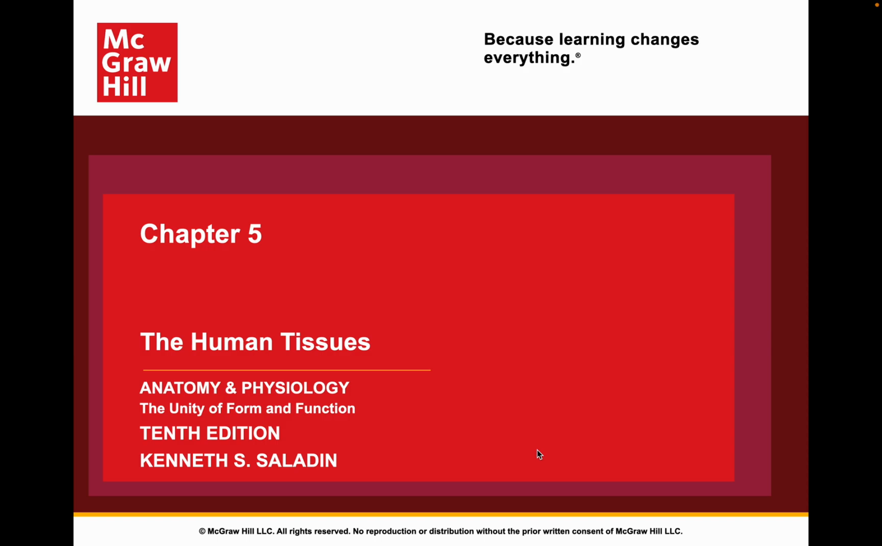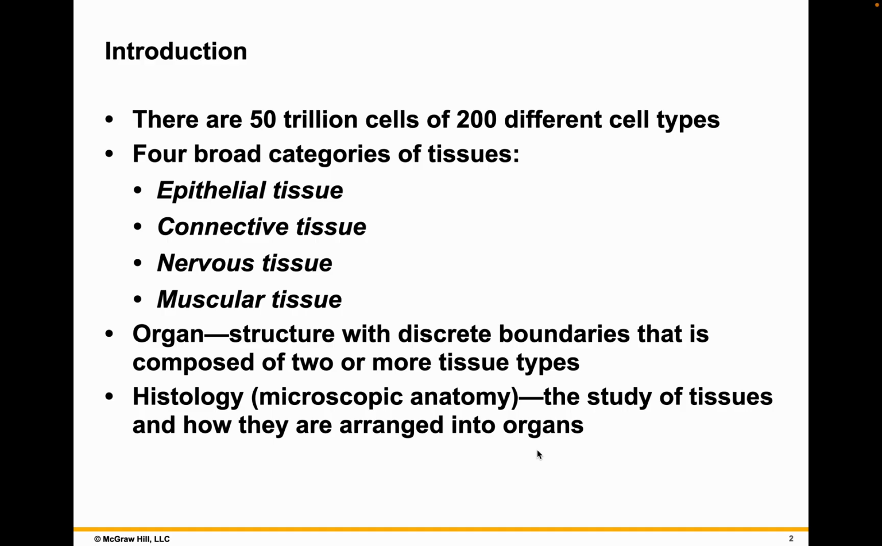All right, so now we're actually going to start looking like we're learning about anatomy and physiology. We're not quite to the organ systems yet, but we are going to talk about tissues this week. So there are at least 50 trillion cells, and we said they can come in about 200 different types. But those cells really only form four categories of what we call tissues: epithelial tissue, connective tissue, nervous tissue, and muscular tissue. So above tissues, we have the organ, and the organ is a structure that has its own boundaries, but it's made of two or more tissue types.